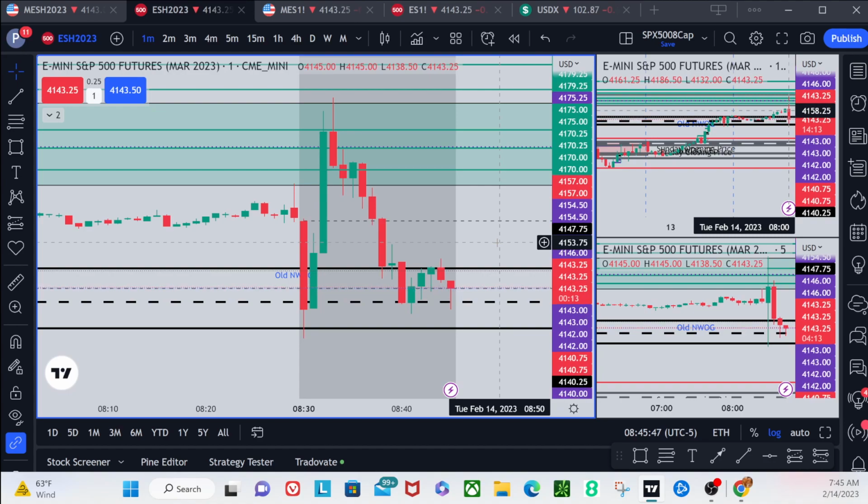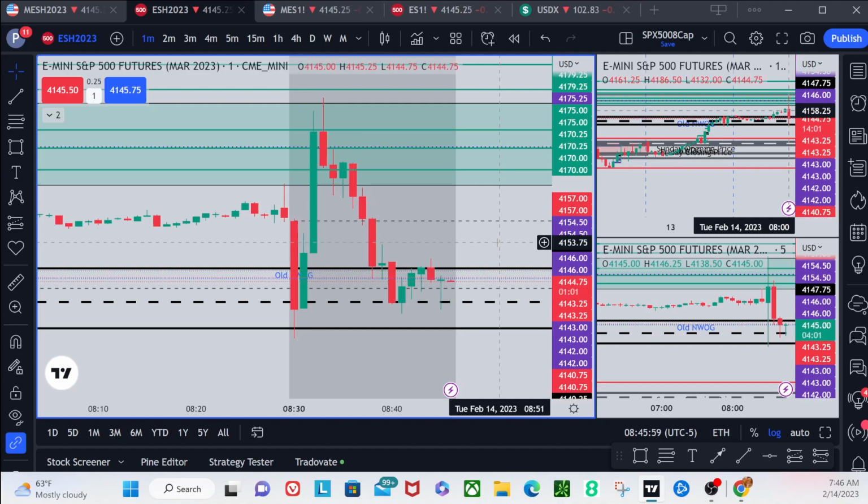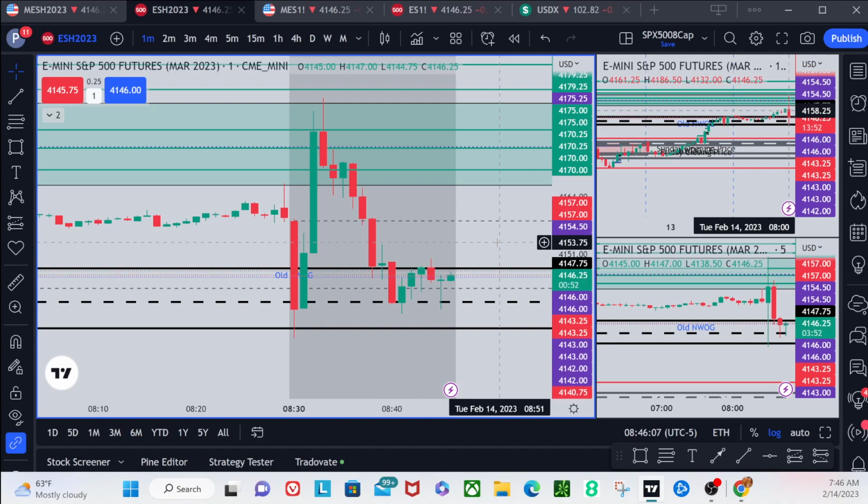So it looks like dollar's trying to push higher. Higher dollar is risk off. That means it's easier for equities and foreign currencies to drop. So I'm not saying that's what they're doing, but I'm just giving you a read as I'm watching it.